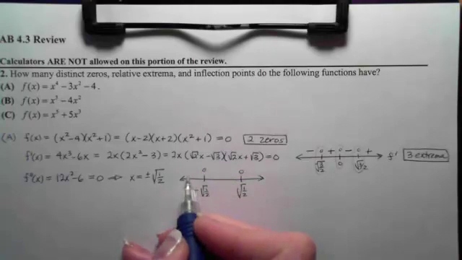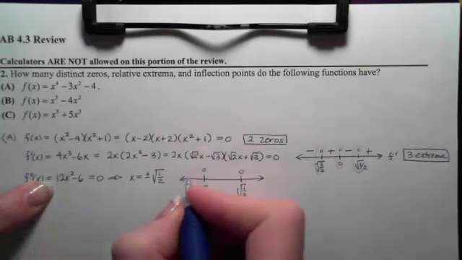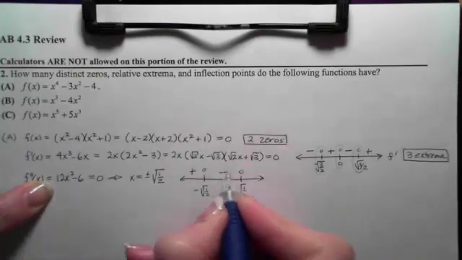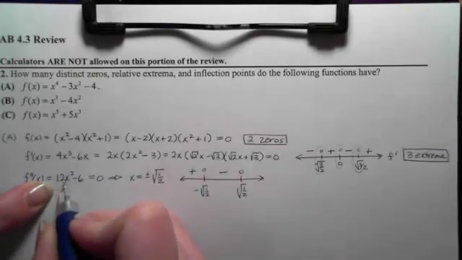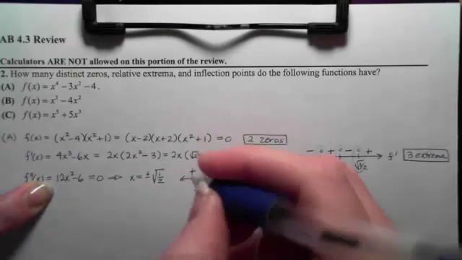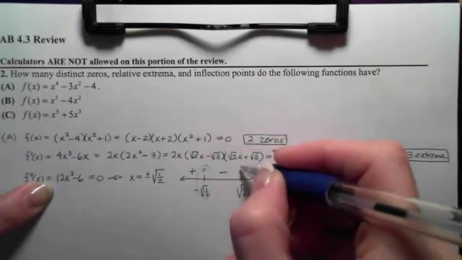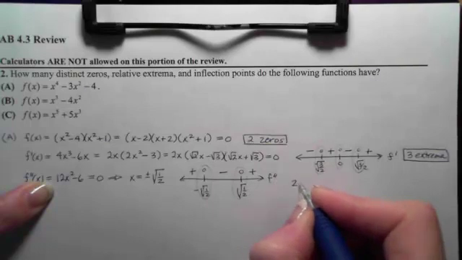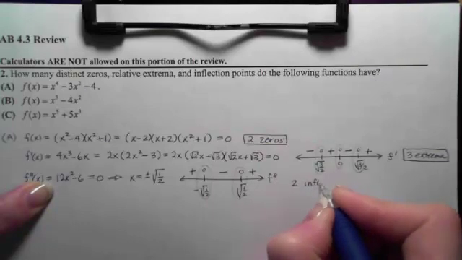prior to this, say at negative 1, we'll have a positive value. In between, say at 0, we'll get a negative, and afterwards, say at 1, we'll again get a positive. So we have 2 changes in sign for our second derivative, which means we have 2 inflection points.